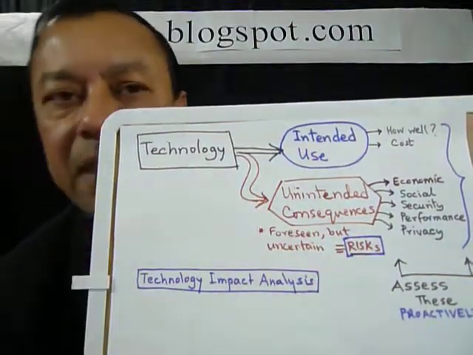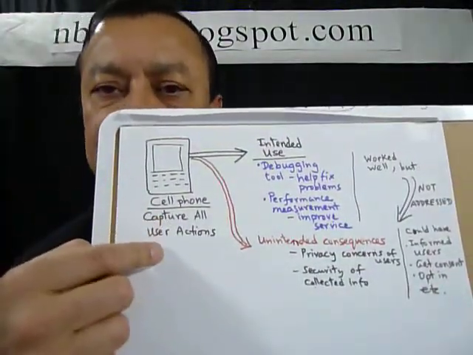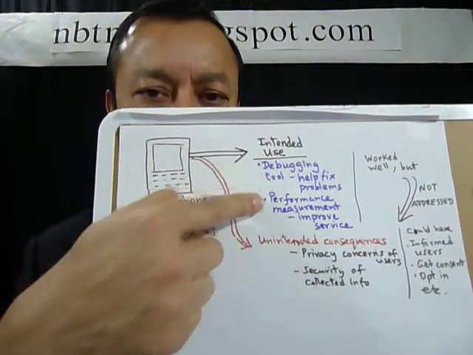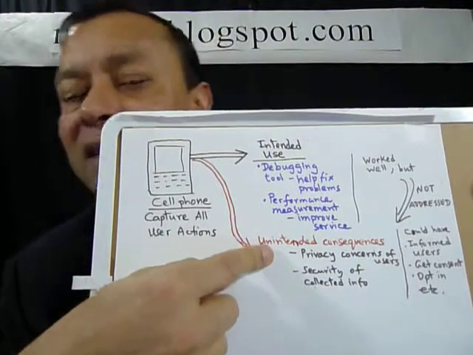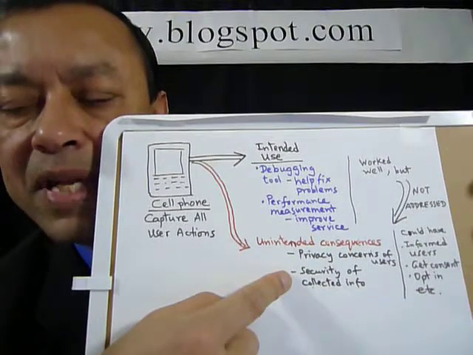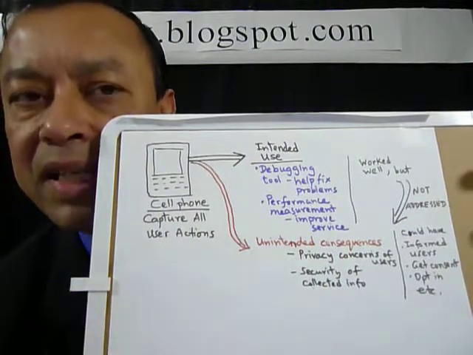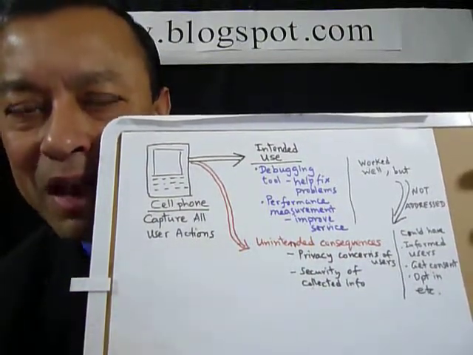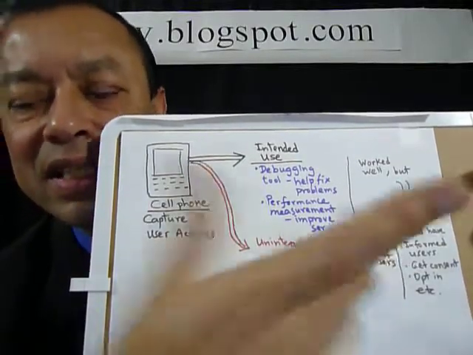These assessments, if you do them upfront, proactively, then you can take action to mitigate them. For instance, if you apply it to the cell phone case, you would have then done cell phone capture of all user actions for the purpose of debugging or performance measurement, right? But if you want to go to the point of thinking of unintended consequences, then you would have thought of privacy concerns of users, security of collected information, and I'm not even covering perhaps legal and other issues as well. Whatever it happens to be that you can think of in your upfront analysis, you could have then taken action upfront to inform the user, get consent or opt-in, etc.